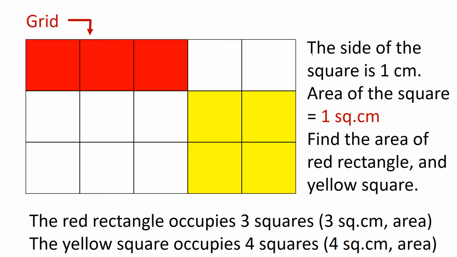The red rectangle occupies 3 squares. So, the area of the red rectangle will be 3 square centimeter. The yellow square occupies 4 squares. That means the area of the yellow square is 4 square centimeter.